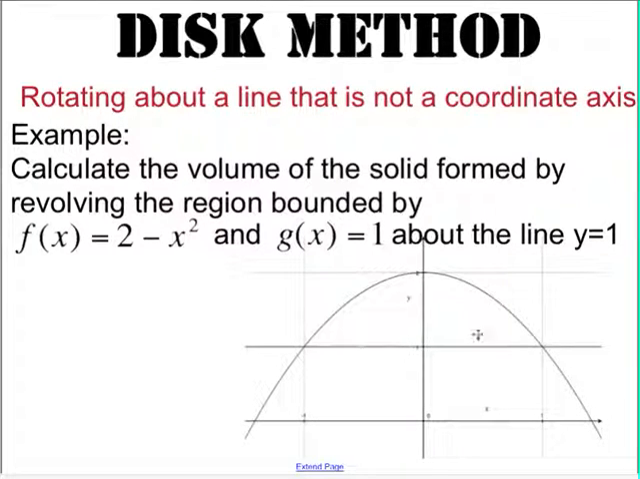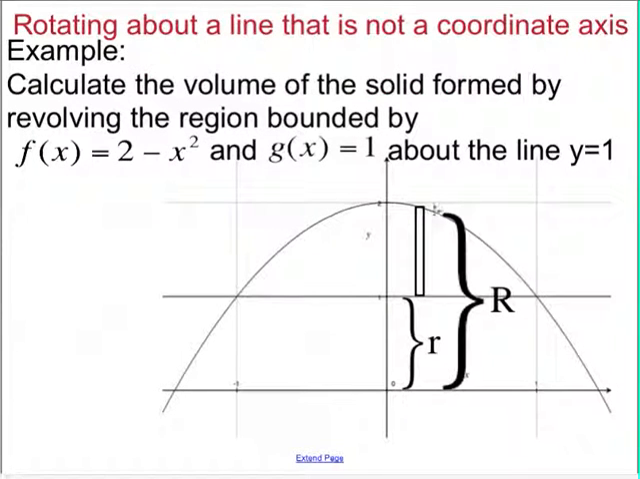And so with this area around the line y equals 1, what I need to worry about now is what my radius is going to be for each of my disks. And so, just my next slide. You'll notice that if I were to just revolve around the parabola or the quadratic area, my radius would be the equation of the parabola, 2 minus x squared.